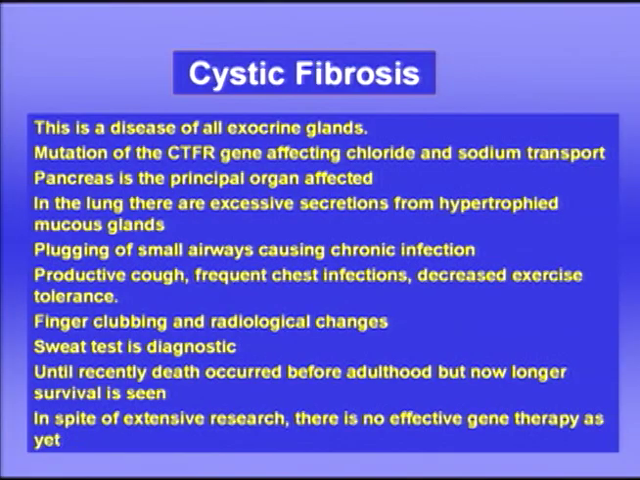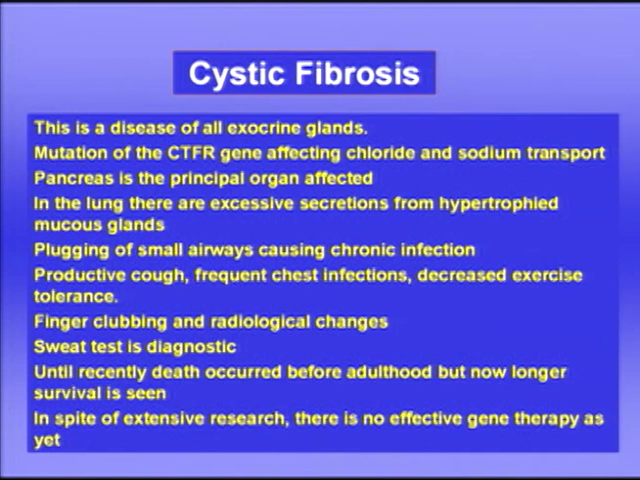A lot of people have the mutation, but you need 2 copies of the defective gene before you get clinical cystic fibrosis. In the lung, you have excessive secretions from these hypertrophied mucous glands, so it's a little bit in that respect like chronic bronchitis, but cystic fibrosis occurs in young people. It often comes on after 1 or 2 years of life. People become aware of the fact that there's cystic fibrosis.